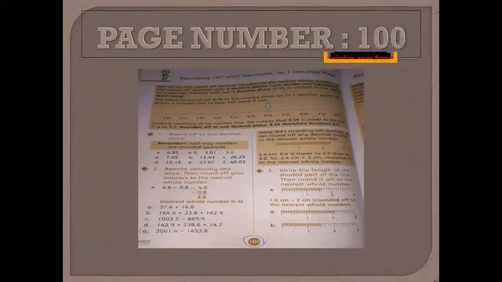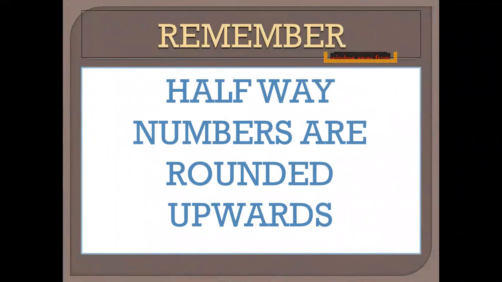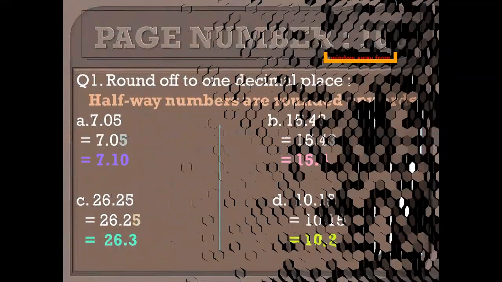Page number 100 and 101. On page number 100, there are 3 questions and all questions are included in our scheme. Question number 1 of page 100 is round off to 1 decimal place. And students, I think that you remember this: halfway numbers are rounded upwards. Question number 1, round off to 1 decimal place.